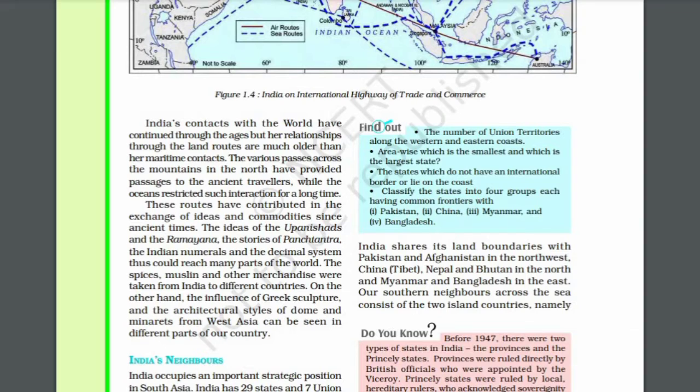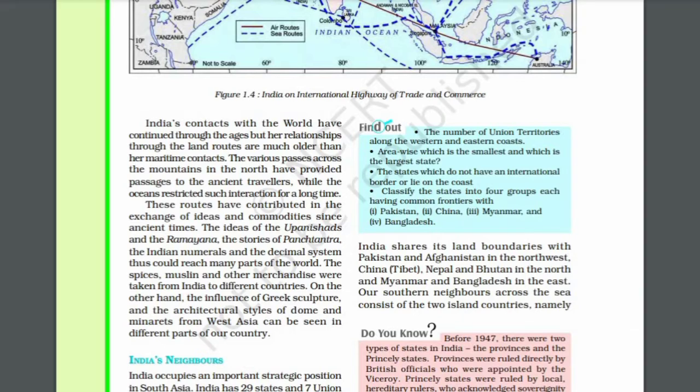The various passes across the mountains in the north have provided passages to the ancient travelers, while the oceans restricted such interaction for a long time. The passes, the ways, the roads that developed through the mountains have provided passages to the ancient travelers. It means many travelers made use of the different passages to travel to India. These routes have contributed in the exchange of ideas and commodities since ancient times.